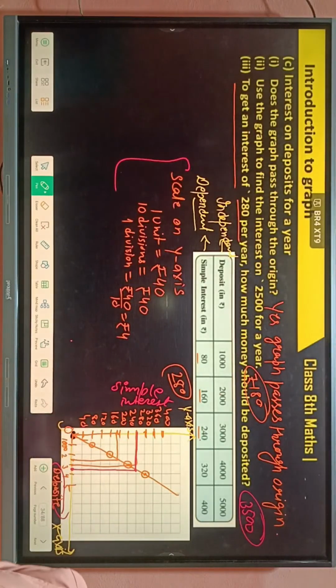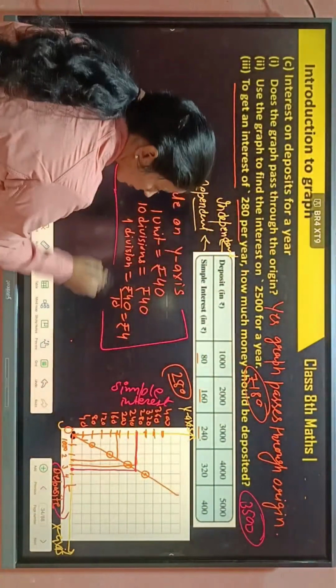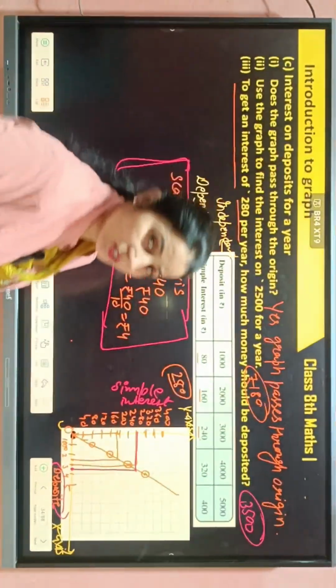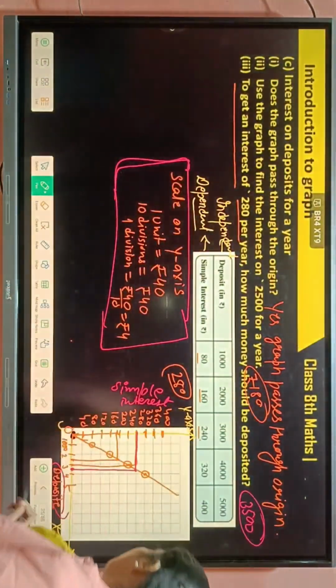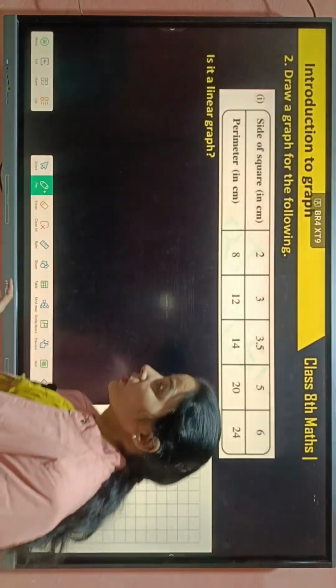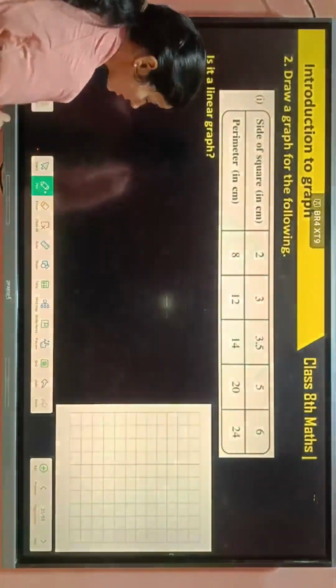All these things are necessary in a graph, and this definition of graph scale means that in every graph you have to define scale. What is the next question? Question number 2. Draw a graph for the following. For this information, we need to draw a graph, and further we have to answer some questions.